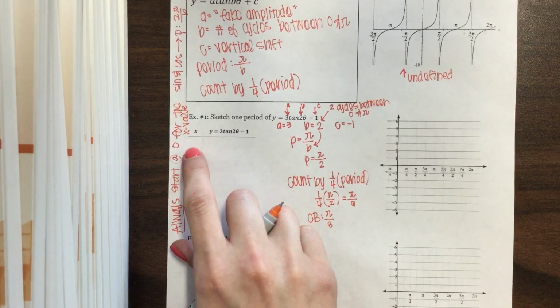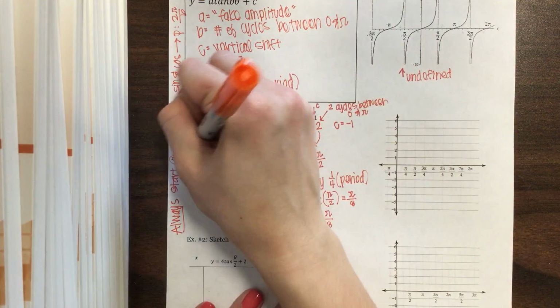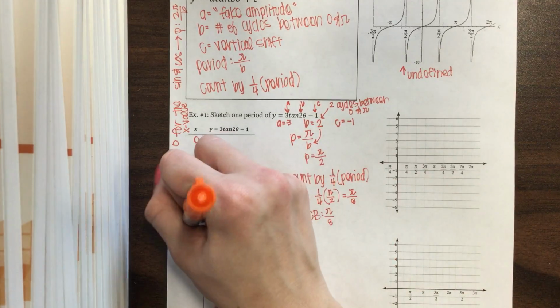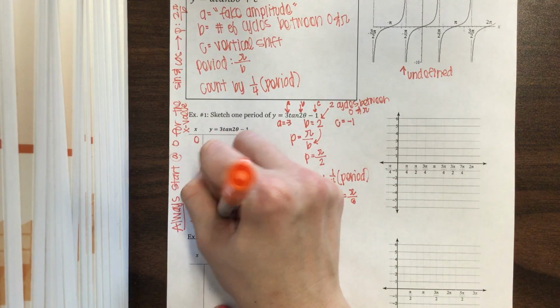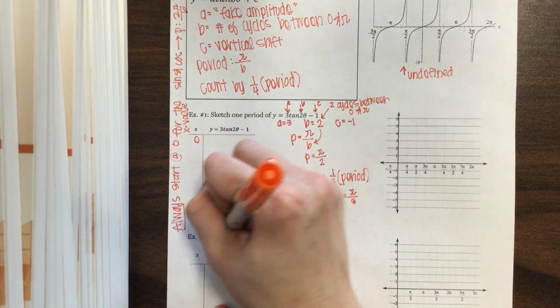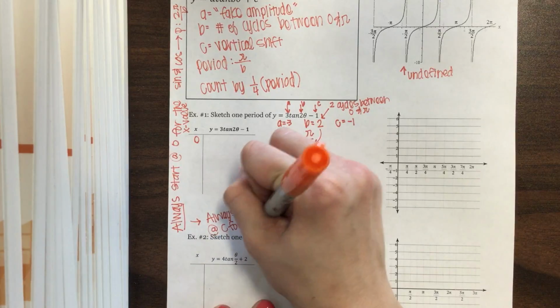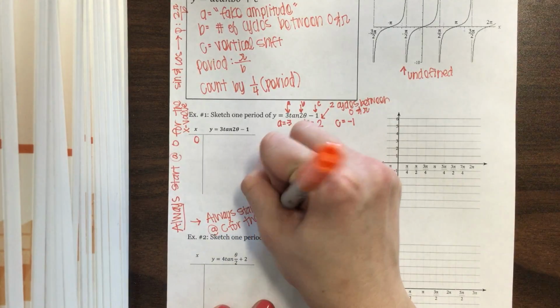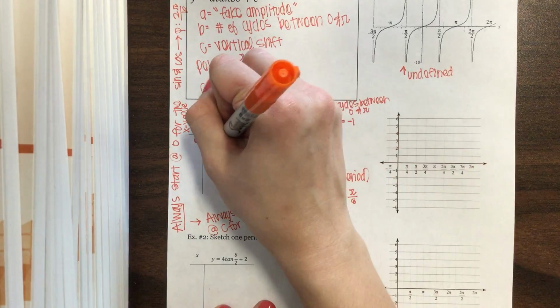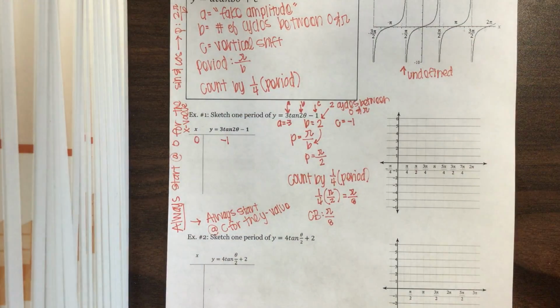Okay, so here my x value is going to be 0. And then you always start at c for your y value. So I'll write that this way. Always start at c for the y value. So c here is -1. Which means my y value here is going to be -1.